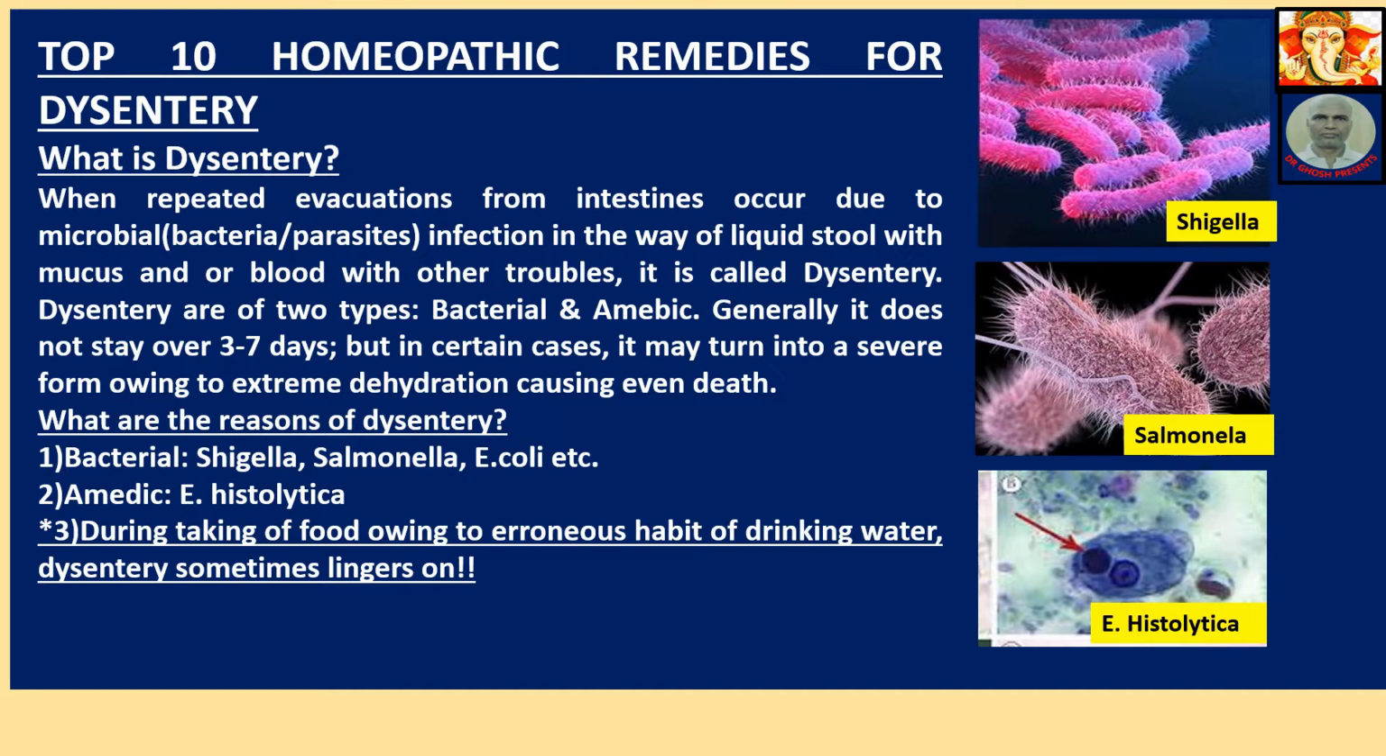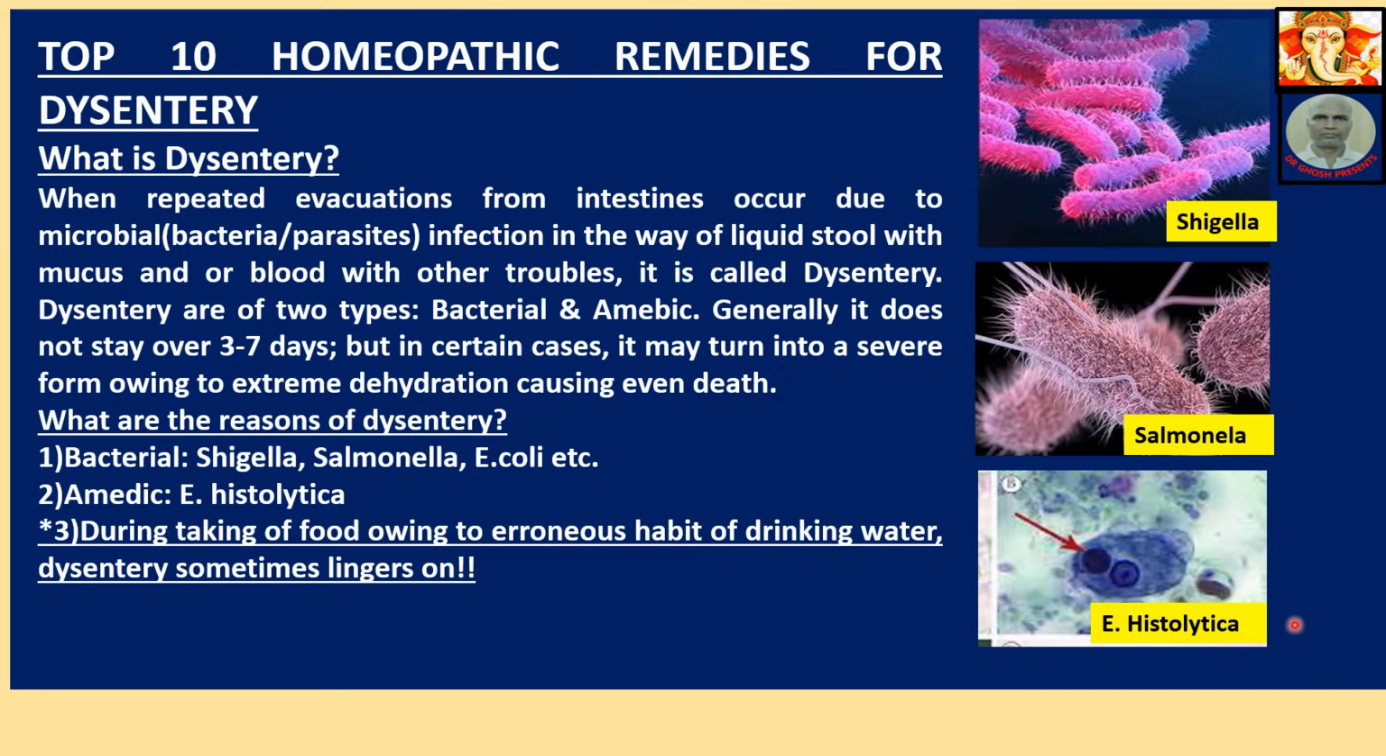Number one, bacterial. Maybe Shigella. This is Shigella, a microscopic photograph of Shigella bacteria. Salmonella, the same thing. E. coli. Number two, amoebic, that is parasitic. That is Entamoeba histolytica. This is parasitic.